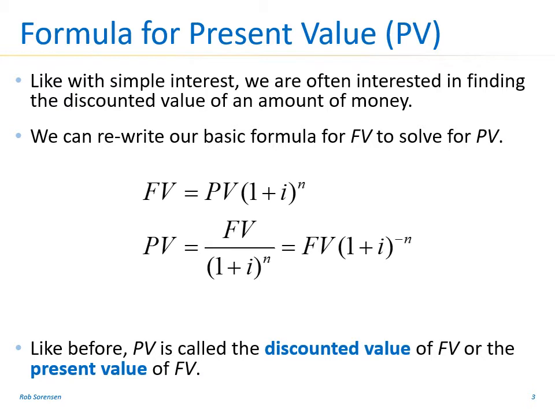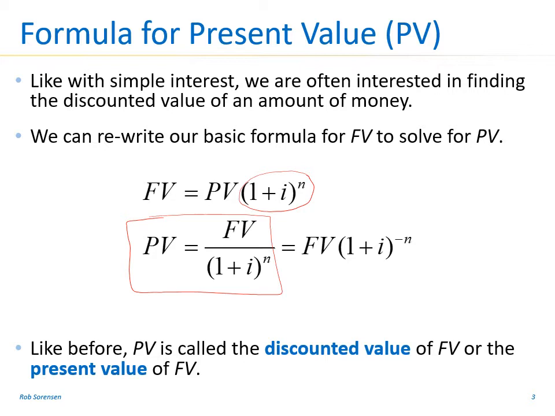The future value was present value times (1 + i)^n. If I take both sides and divide by this (1 + i)^n, I end up with this thing right here. Present value is future value over (1 + i)^n. I flipped it around left to right to get the present value on the left. But I end up with that formula.